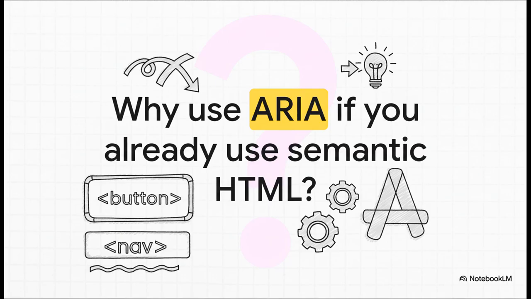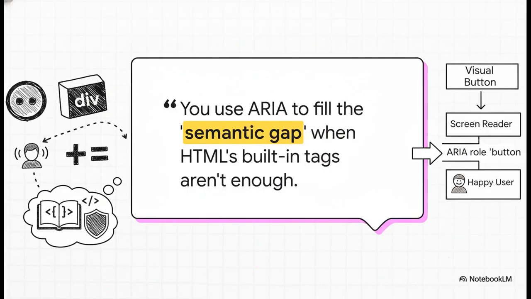All right, final HTML challenge. We're always told, use semantic tags, use button, use nav, because they have all this meaning baked right in. So if we're doing that properly, why do ARIA attributes even exist? Isn't that just redundant? The expert answer is that you use ARIA to fill what's called the semantic gap.